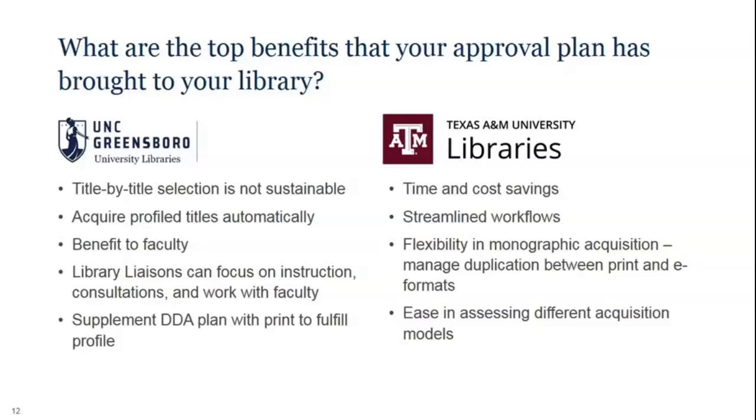The approval books arrive shelf ready, so our acquisition staff spend less time processing these monographic purchases, and the library receives a price discount from the approval vendor. With an approval plan, we streamlined workflows. Since we have a preferred approval plan, acquisition of ebooks is streamlined in the pre-existing workflows for print books. Our approval plan ensures flexibility in monographic acquisitions. We can better monitor and control duplication between print and electronic formats.